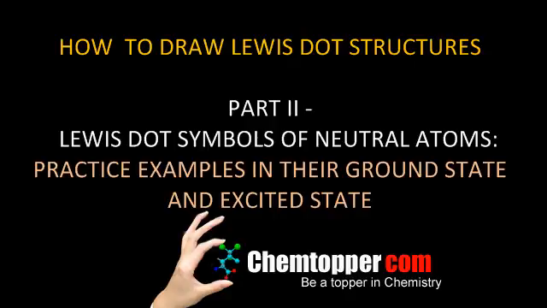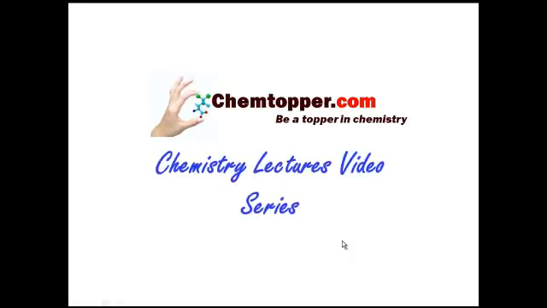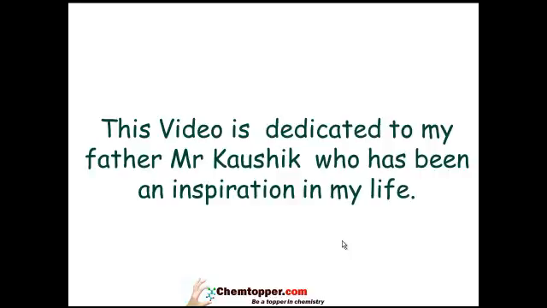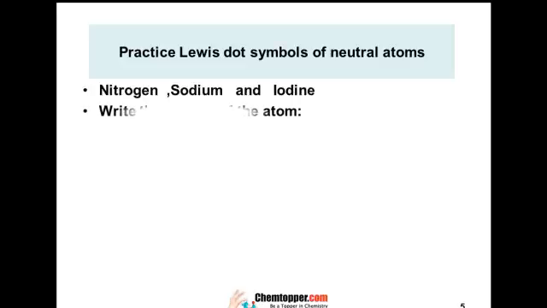In this video, we'll practice making Lewis dot symbols of neutral atoms in their ground state and excited state of the electronic configurations. We'll practice Lewis dot symbols of some elements. We'll discuss nitrogen, sodium, and iodine.